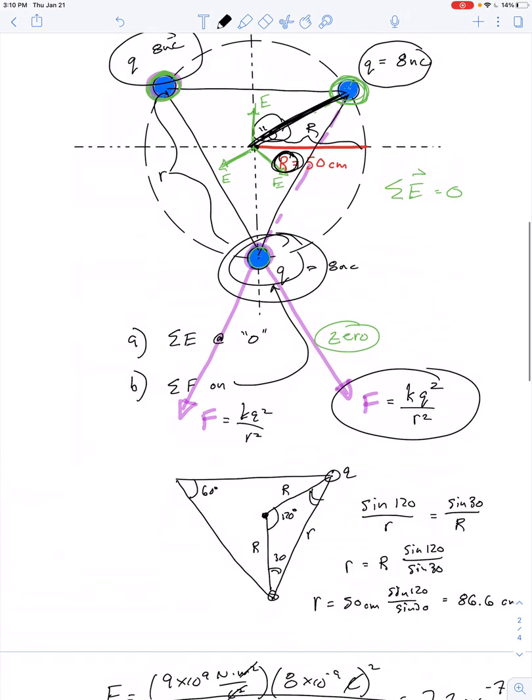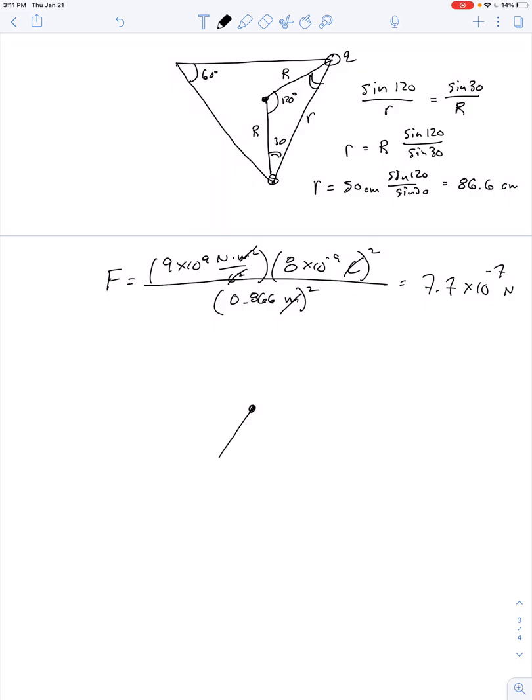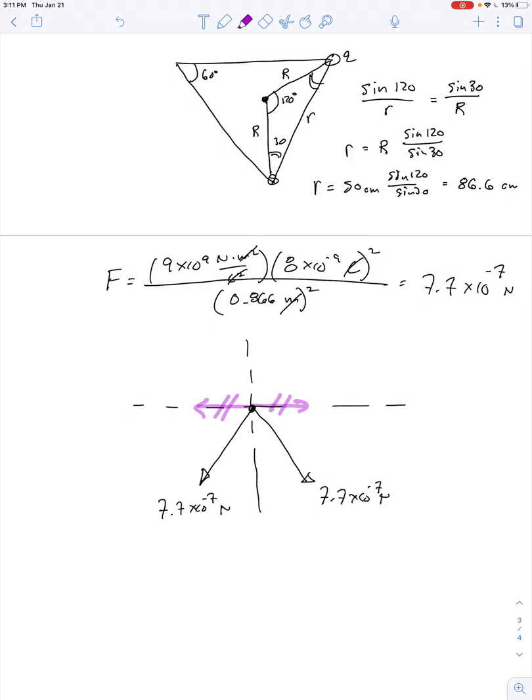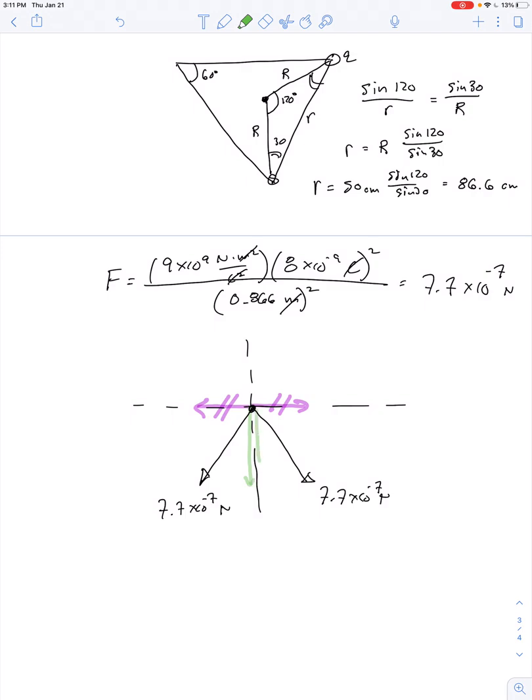But we've got that force repeated here. Let's see. This whole angle is 60 degrees, so this whole angle is 60 degrees. I see what we have here. There's one force vector of 7.7 times 10 to the negative 7th newtons. Another force vector of the same magnitude, 7.7 times 10 to the negative 7th newtons. If we make an x and y axis, then we need to break both of these vectors into their components. So they each have horizontal components, but those are going to just cancel each other out by symmetry. So what we're really concerned with is the two vertical components to this force.